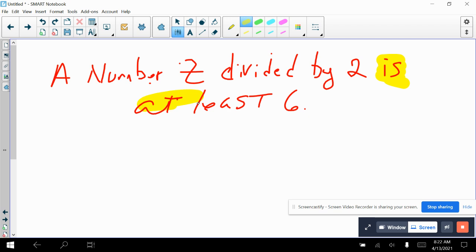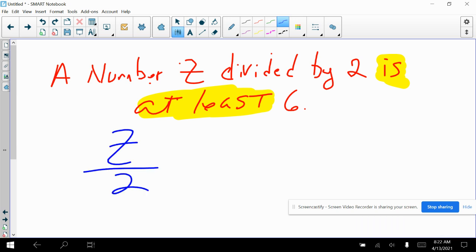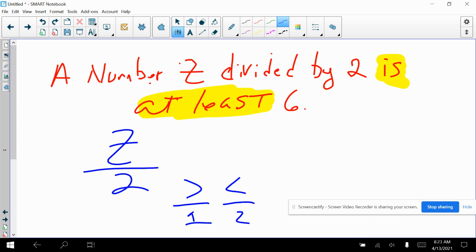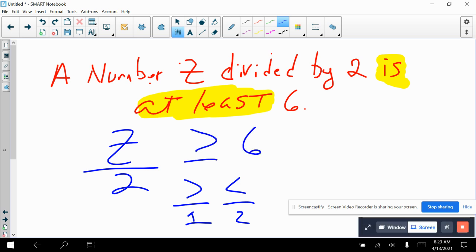Again, this is the wording that we're looking for in our inequalities today. A number z divided by 2, so we know what that looks like. Z divided by 2. I know, fascinating assignment. Z divided by 2 is at least. So again, are we looking for that or are we looking for that? 1 or 2? What do you think? Hold up your finger. We are looking for number 1. That is correct.